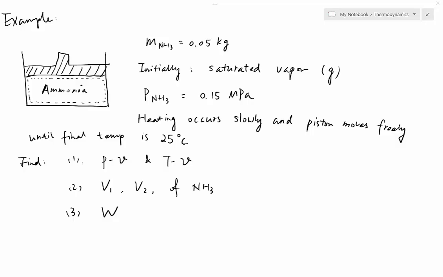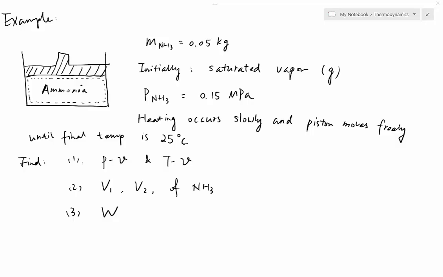Initially, it's saturated vapor, which means the end of the vaporization process. There's no liquid left, only vapor. The pressure of ammonia is 0.15 megapascal. Heating occurs slowly and the piston moves freely.